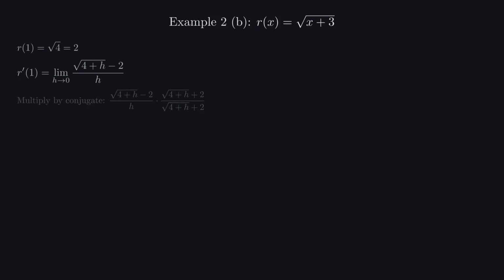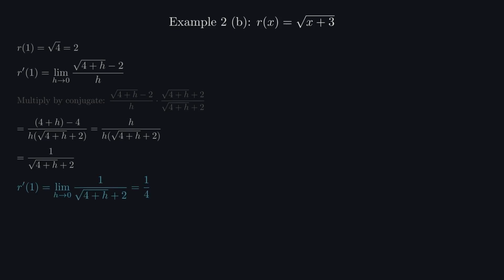This has a classic 0 over 0 form, so we multiply by the conjugate, square root of 4 plus h plus 2 over itself. In the numerator, this becomes 4 plus h minus 4, which is just 4. So we are left with h over h times square root of 4 plus h plus 2. The h cancels, giving us 1 over square root of 4 plus h plus 2.